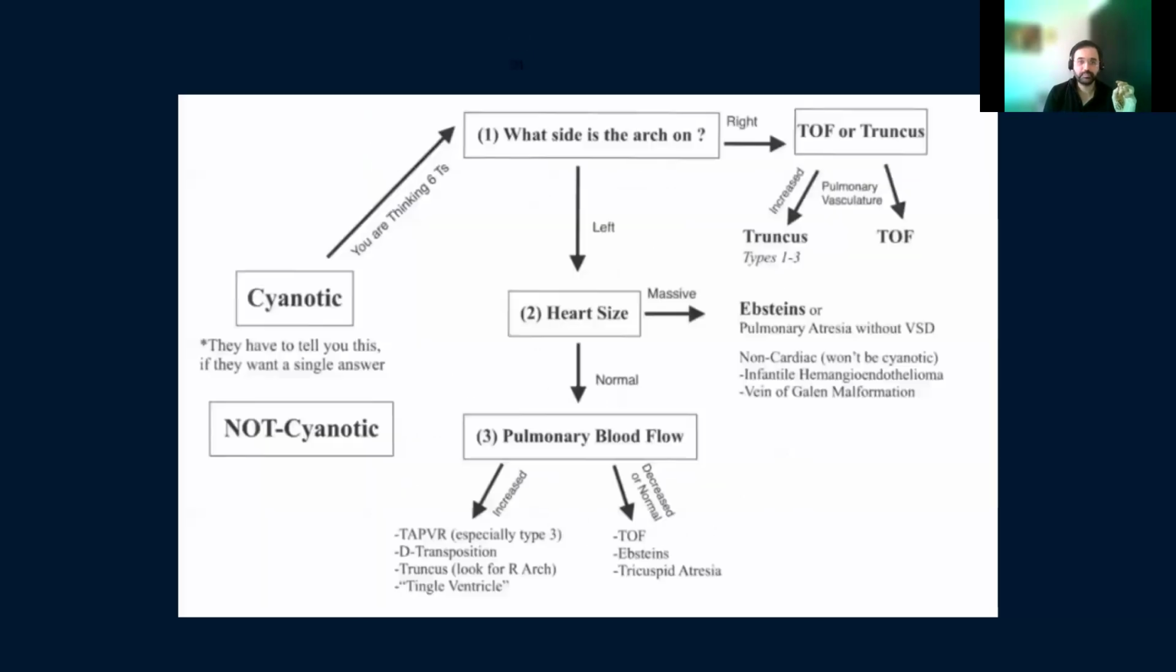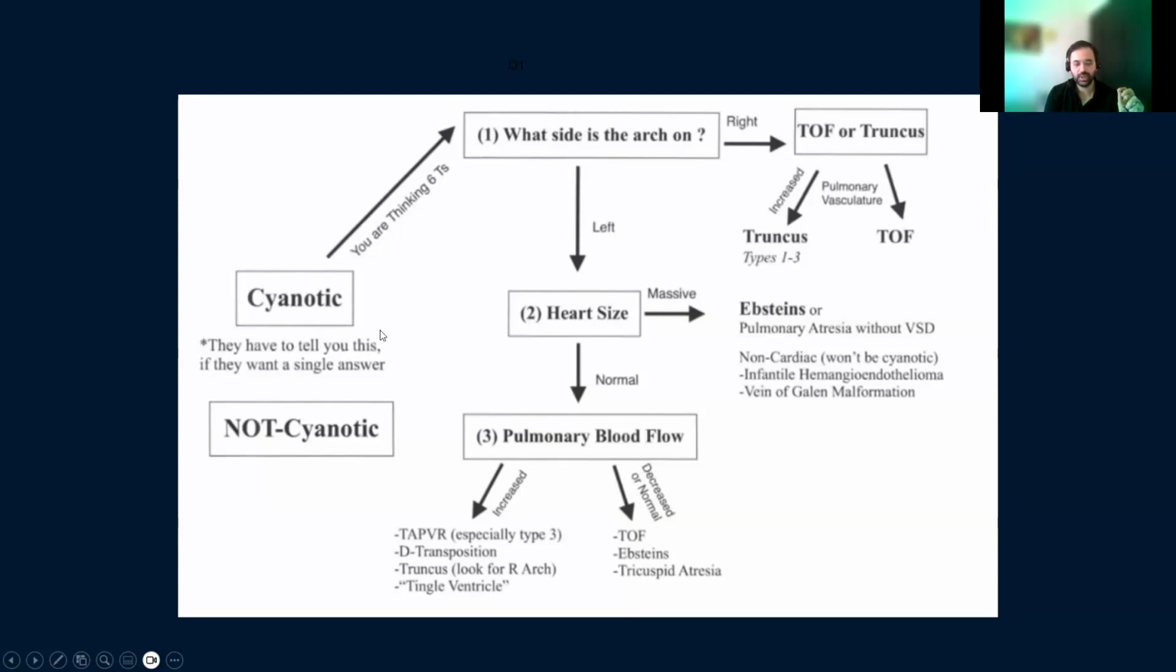So now, this is another flow chart which can help you to answer questions based on whether the child is cyanotic, non-cyanotic, what side is the aortic arch, and what's the heart size and the pulmonary blood flow. Now, if I just have to explain simply, take the example of tetralogy of Fallot. We know that the right ventricular outflow tract obstruction is going to determine the severity. So if the RVOT obstruction is severe, then you will have reduced pulmonary blood flow, or you might have normal blood flow. Heart size is going to be normal, and the arch is going to be on the left.